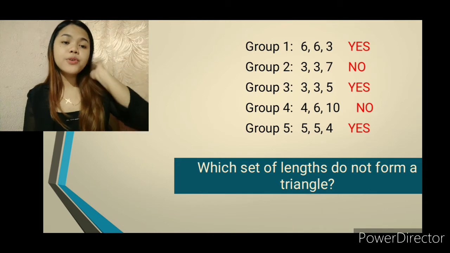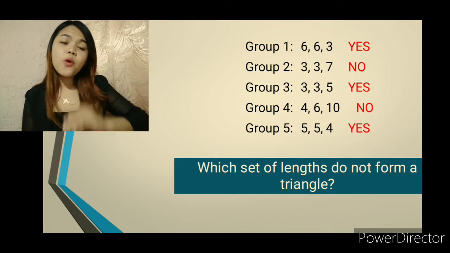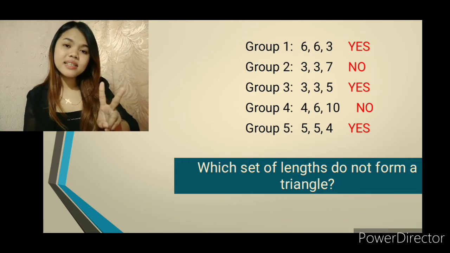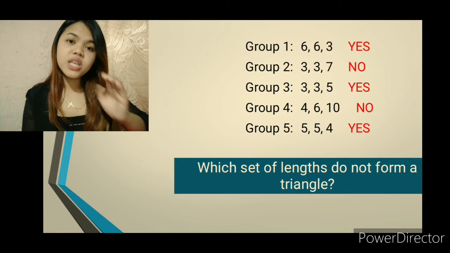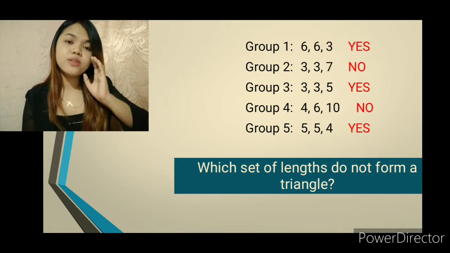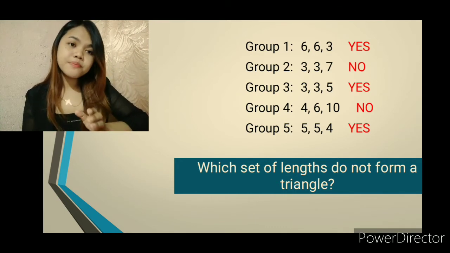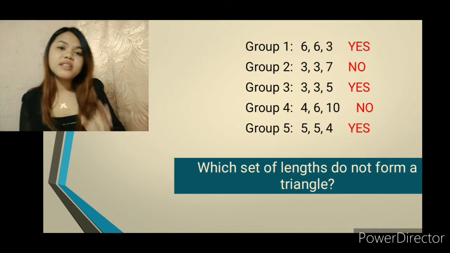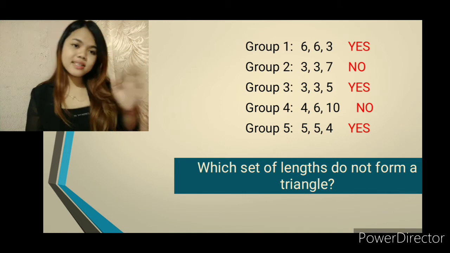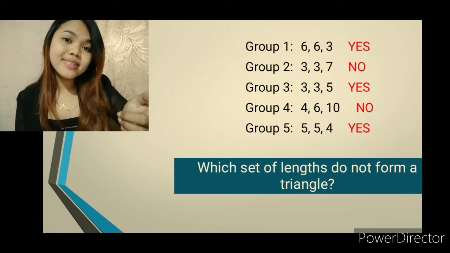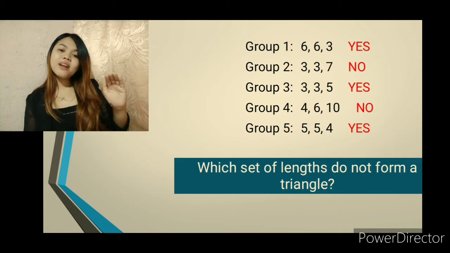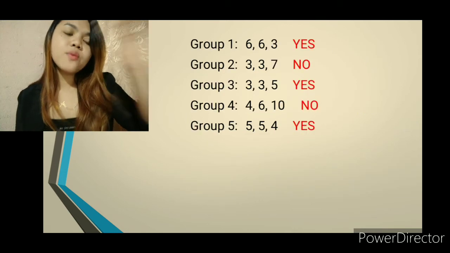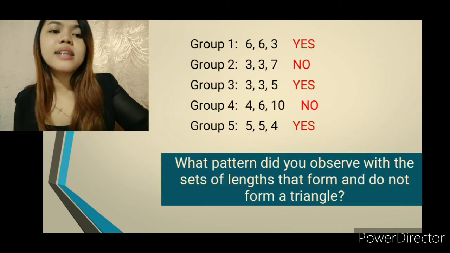And also for group 4: 4, 6, and 10. The two shorter lengths are 4 and 6. When you sum that up, the answer is 10, and 10 is just equal to the longest side, which is also 10. So that means it cannot form a triangle. And last one, class. Last question.